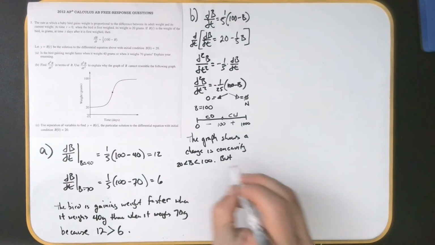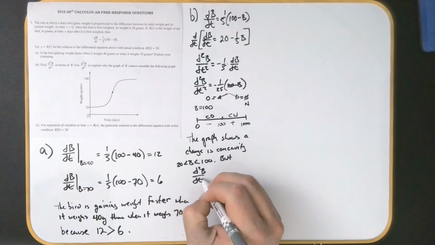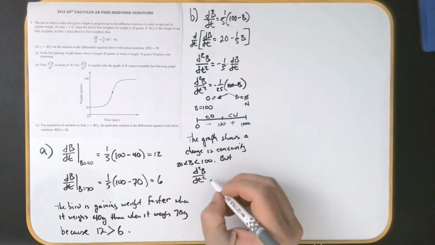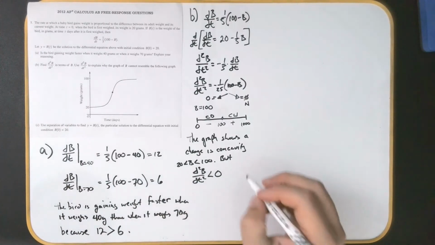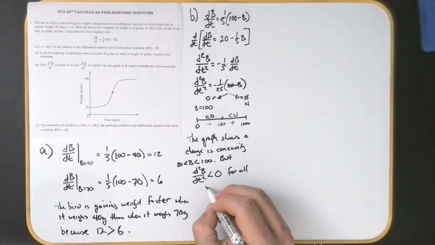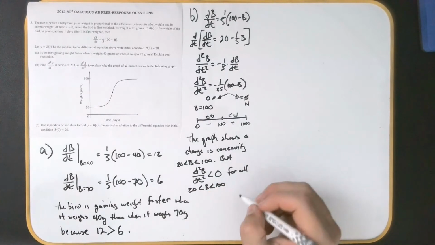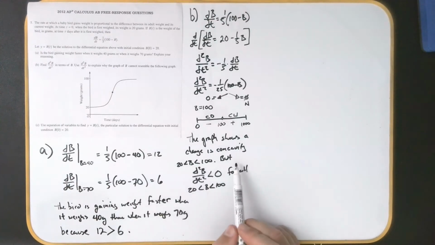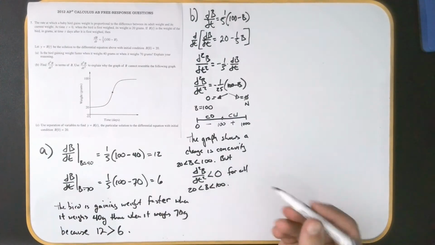But the second derivative, d squared b over dt squared, in that entire interval is negative the entire time. So it is less than 0 for all b less than 100 and greater than 20. Okay? So in order to have a change in concavity in the interval, this would have to equal 0. So the graph shows a change in concavity in the interval, but this is negative for all of that time. That implies that it's never 0.